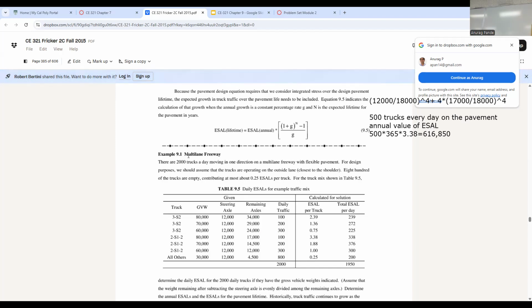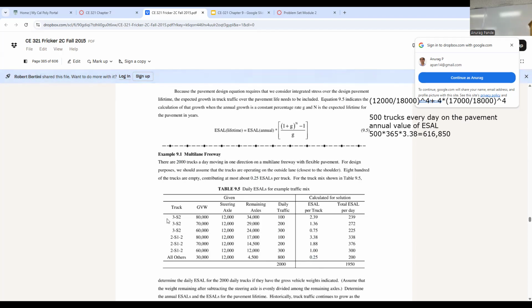So for example, for a multi-lane freeway, example 9.1, there is 2,000 trucks a day. For design purposes, we should assume that the trucks are operating on the outside lane closest to the shoulder. 800 of the trucks are empty, contributing about 0.25 easels per truck. So they've already given you the easel for the empty trucks. So that's right here, 800 empty trucks. They already give you the 0.25. And then you can calculate the total easel per day, just multiplying 800 by 0.25, okay?